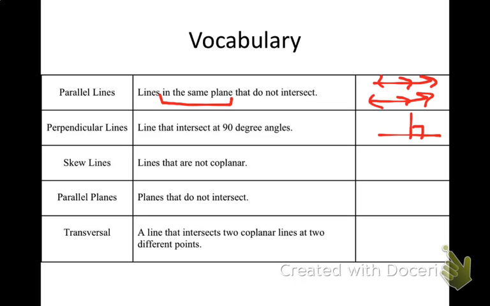Okay, next one, skew lines. Lines that are not coplanar. What's it mean to not be coplanar, Troy? Not coplanar. What's it mean to be not coplanar? Not in the same plane. Very good. So this is kind of tough to do on a 2D plane here.